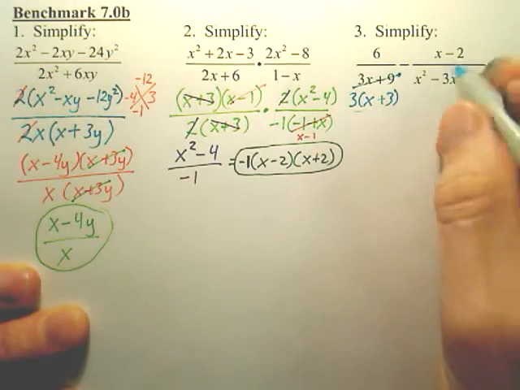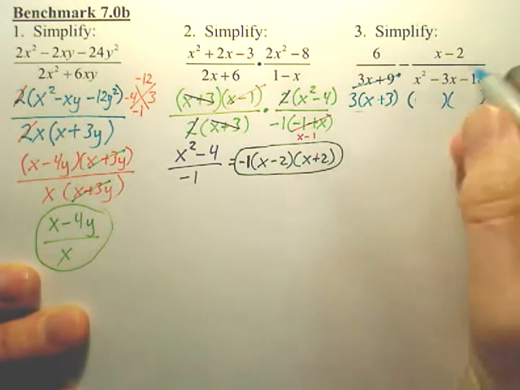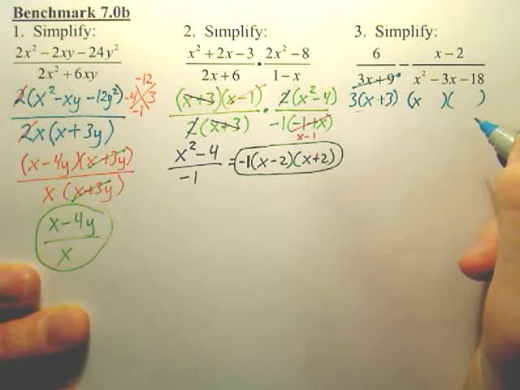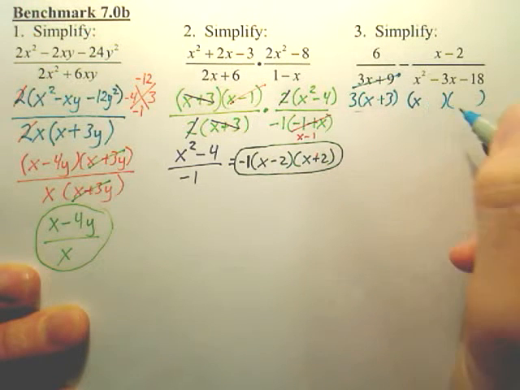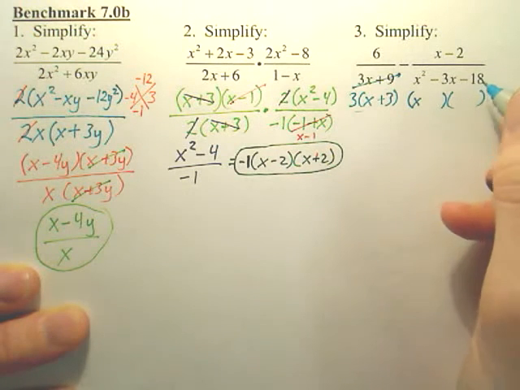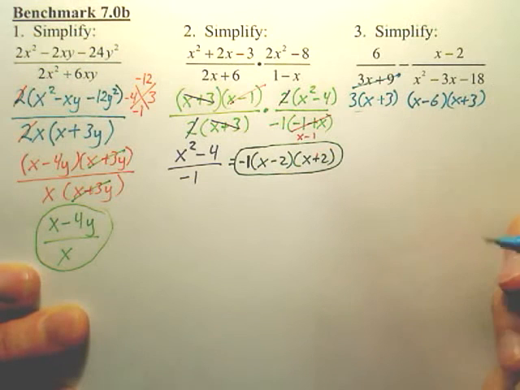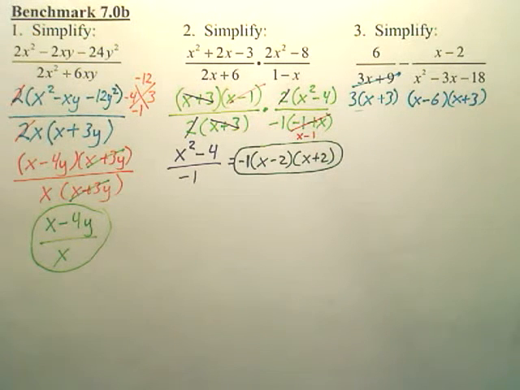For this one, if I factor that, looks like I get an x minus 6. Is it 6? No, it's 9. 6 and 3? So minus 6 and x plus 3. Okay. Now, in order to do this problem, I need to get a common denominator.